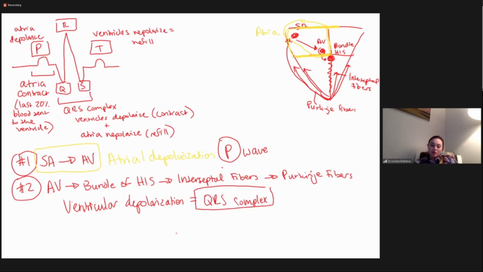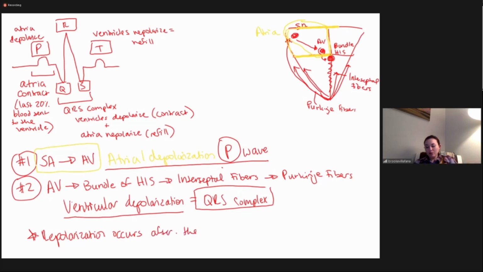So those are the two main things that we look at. The SA to the AV would be atrial depolarization, or the P wave. And then the AV to the bundle of His, interseptal, and Purkinje would all be causing ventricular depolarization. Repolarization occurs after the signal travels. When we're talking about the SA to the AV node, we're saying that the signal is traveling from one to the other. After it's done traveling, repolarization will occur. So we don't see repolarization on the SA to AV and the other ones because it's only depolarization.